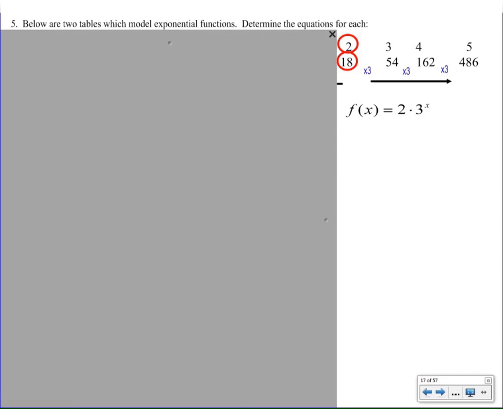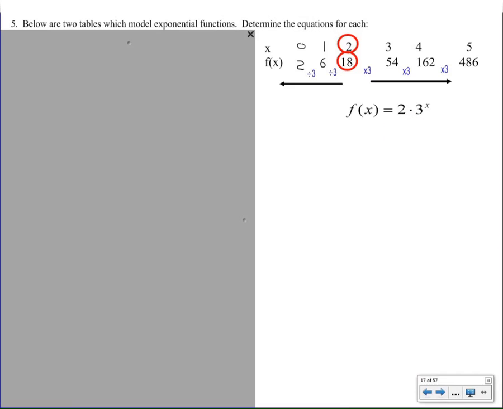But what about when I have a table like this one, where I'm not starting at 0, I'm starting at 2, and going upwards? Well, we recognize the nature of 18 and 54. 54 is 3 times 18, 162 is 3 times 54, and 486 is 3 times 162. So we can see the common growth factor of 3 right here, but how did I get the number 2? Simply using that reverse pattern, if we go backwards in the table, we're going to divide by 3 to get the previous value, and that's 6, and divide by 3 one more time to get to 2. Which means f of 0 equals 2.